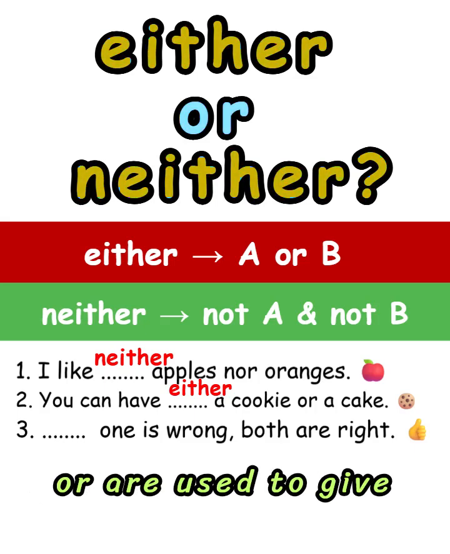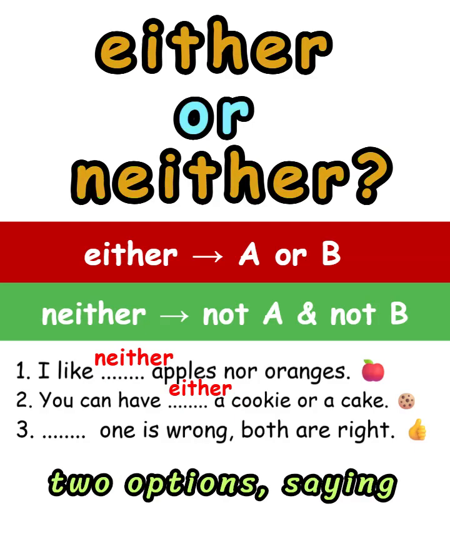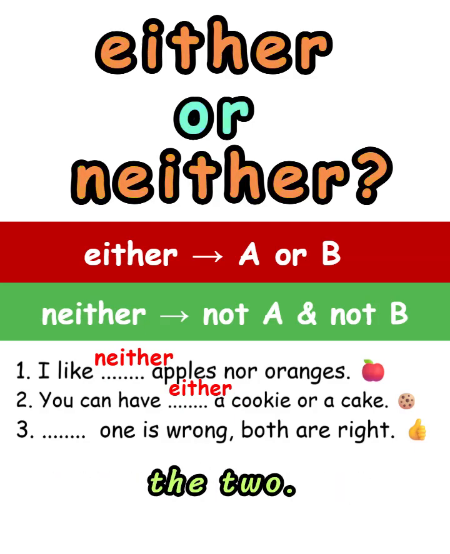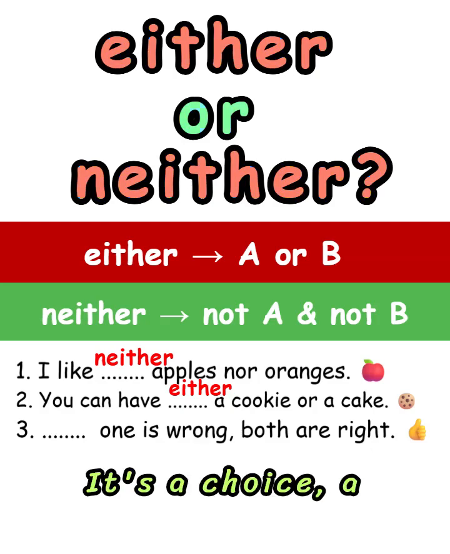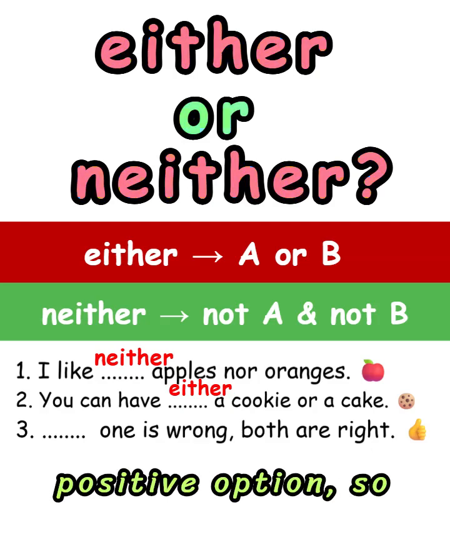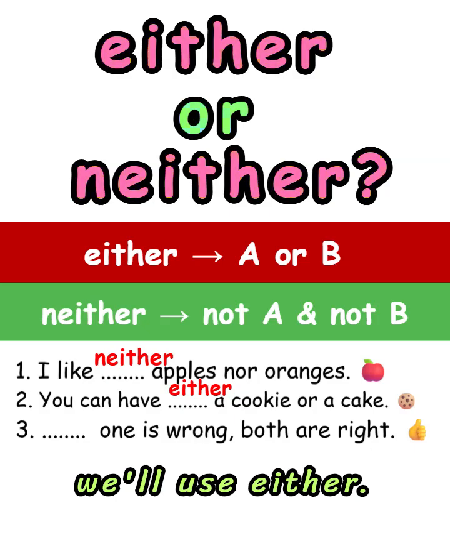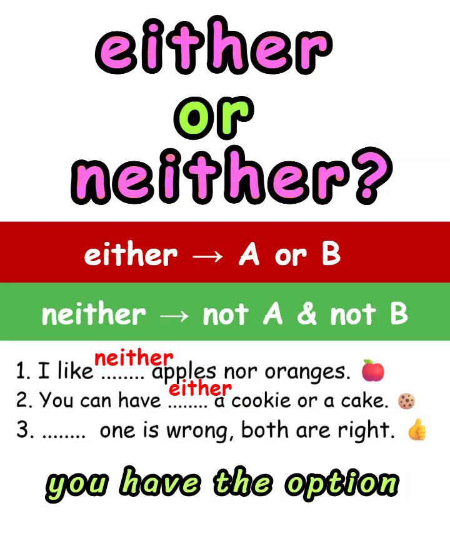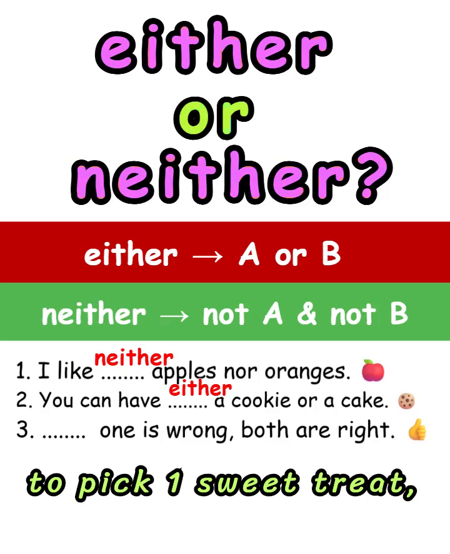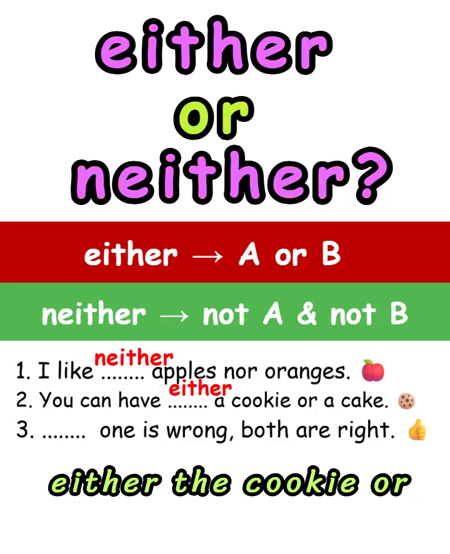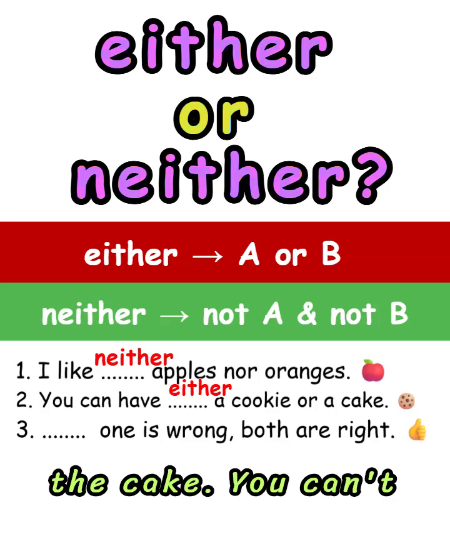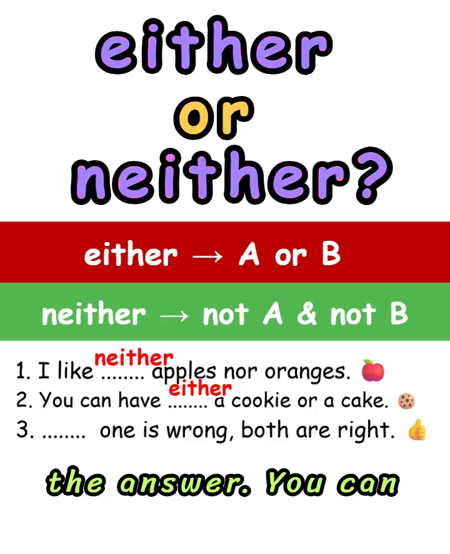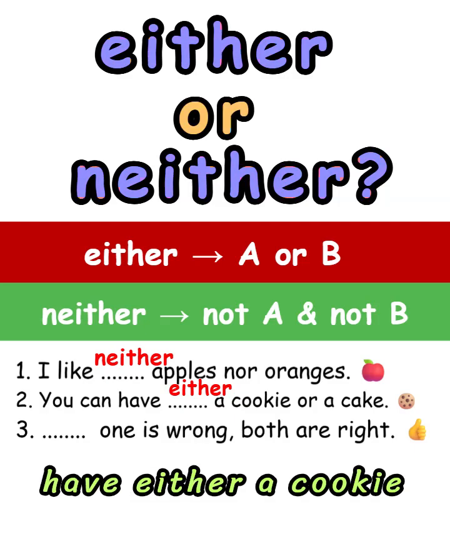Either and or are used to give two options, saying you can choose one of the two. It's a choice, a positive option, so we'll use either. The sentence means you have the option to pick one sweet, either the cookie or the cake. You can't have both. Let's read it with the answer. You can have either a cookie or a cake.